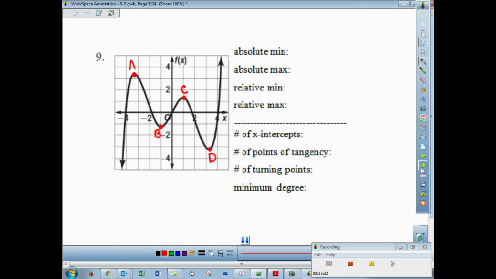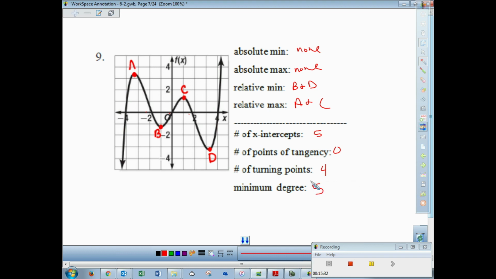Again, all over the place. Absolute min, since that's an odd degree, will it have an absolute min? None. Relative mins, B and D. Relative max, A and C. Cool. X-intercepts, 1, 2, 3, 4, 5. Any points of tangency? None, 0. Turning points, count all these up, 4 of them. Minimum degree is a 5.